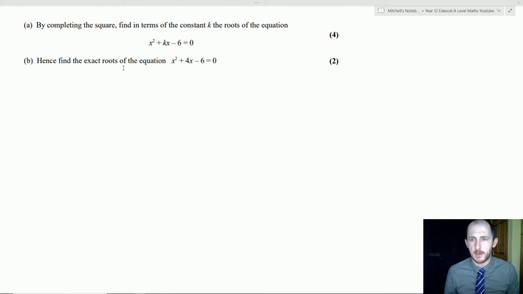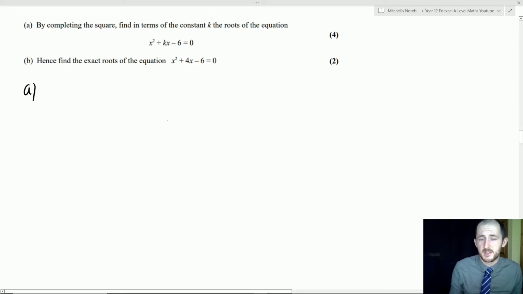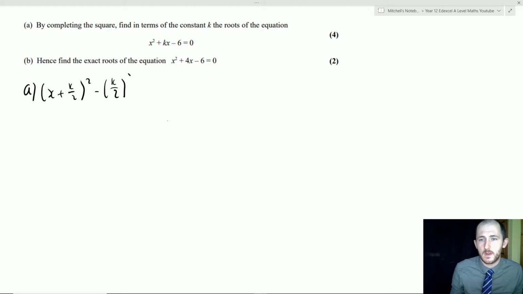So, by completing the square, find the constant k of the roots of the equation. Well, let's do it. Once again, this is similar to the one we had before, where we're going to get something that's just plain hideous. Completing the square gives us x plus k over 2 squared minus k over 2 squared minus 6 equals 0. Simplify this out. Minus k squared over 4 minus 6, 0.